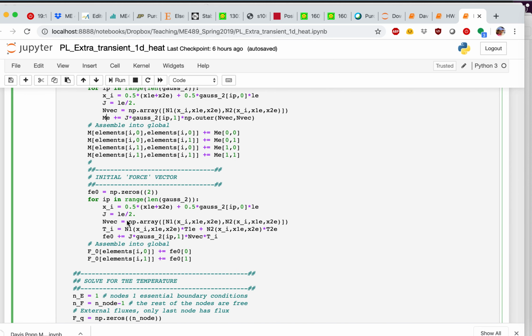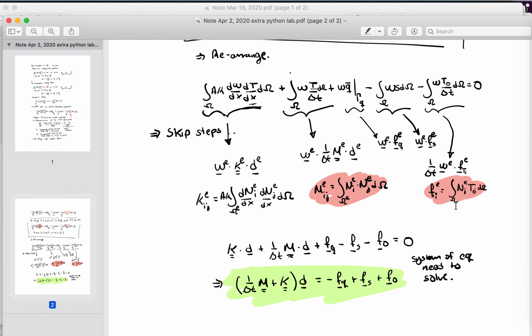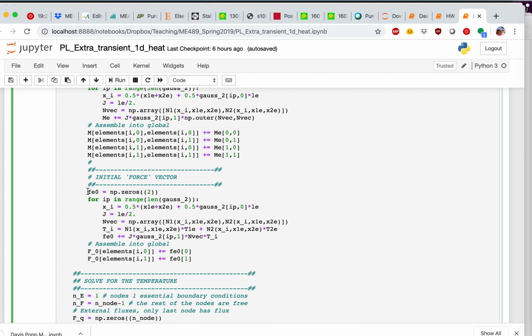And then the other one that is different is this initial force vector. So again, if you go right here, what you can see is that I need to integrate shape function times the previous value of the temperature. So I can do that with Gauss quadrature. Again, initialize a vector of 2 zeros, Gauss quadrature, Gauss 2 for example, for the given psi, get the corresponding x, get the Jacobian, get the vector of the basis functions, and get the temperature at that location. So Ti is the interpolation of the temperature inside of the element. So that will be N1 times T1e and N2 times T2e.